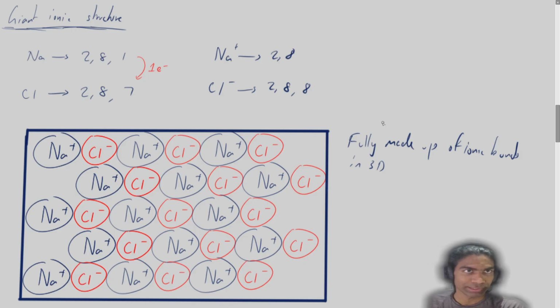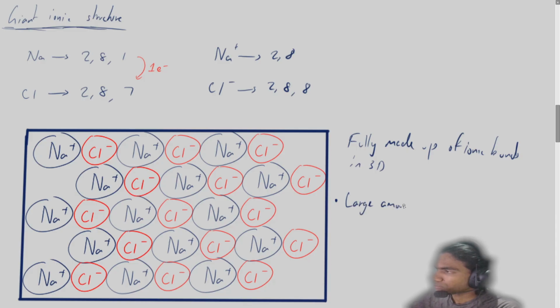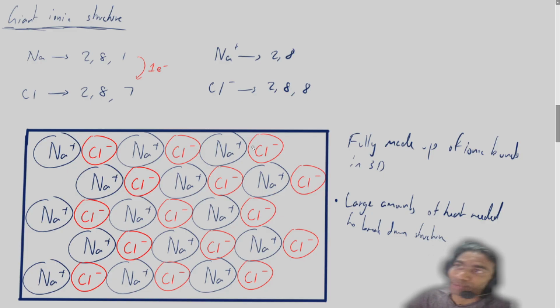Convert this from a solid to a liquid, right? So the main point here is that you need large amounts of energy needed to break down the structure. We call this a giant structure because it extends out in 3D. Otherwise you would call it simple. As far as I'm aware, there are no such things as a simple ionic structure. The closest that we have in chemistry to something that's simple is a simple covalent structure. But this is the main point you need to keep in mind for a giant ionic structure.